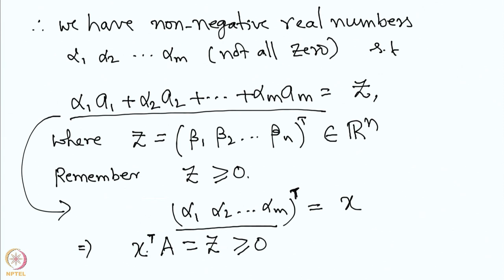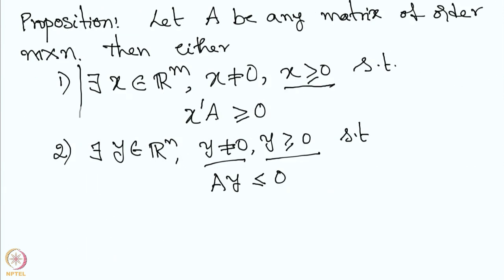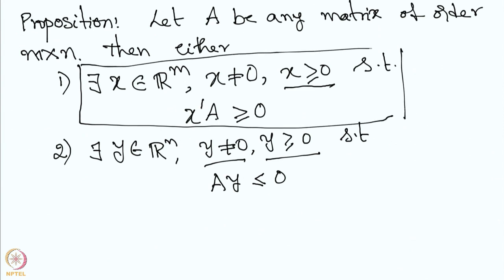Okay, so this proves the first part, the first alternative. Let us go back and see this one. The first alternative is now proved under the case 0 is in C. Now let us look at the other case. So now we look at the case 0 does not belong to C.